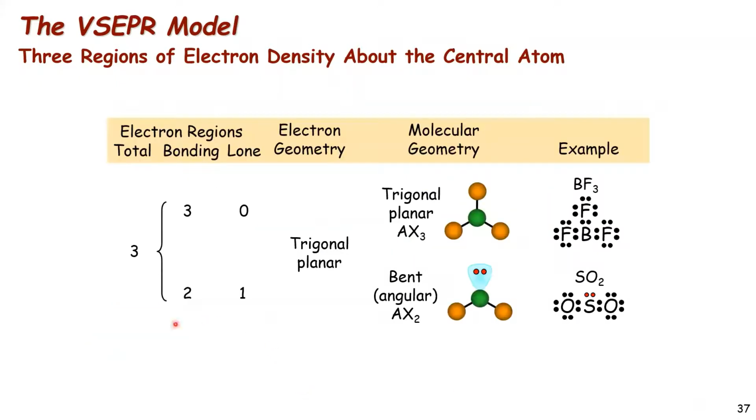So just to sum it up, if we have 3 regions of electron density, if all 3 of them are bonding with no lone pairs, the electron geometry is going to be trigonal planar, and its molecular geometry will be trigonal planar. If 2 of those regions are bonds and 1 is a lone pair, again, of course, it'll have a trigonal planar electron geometry, but it will have a bent or angular molecular geometry.